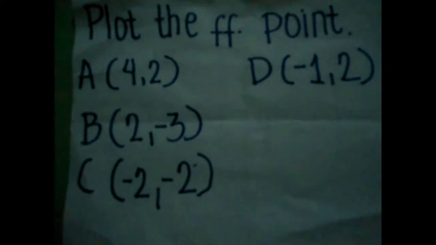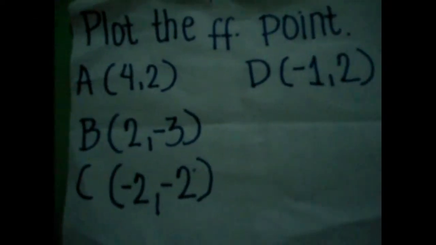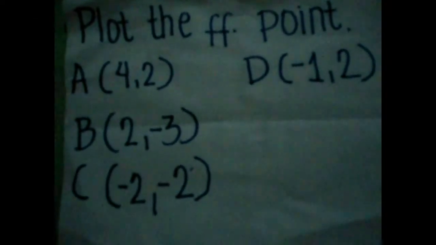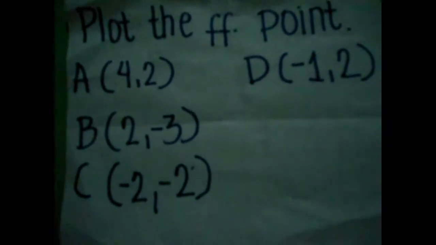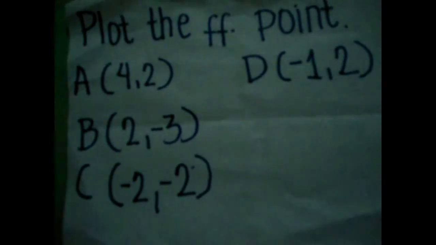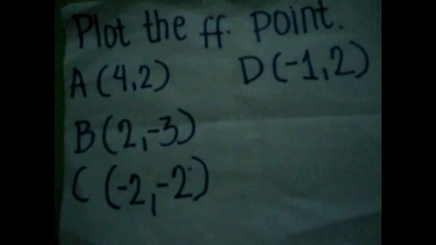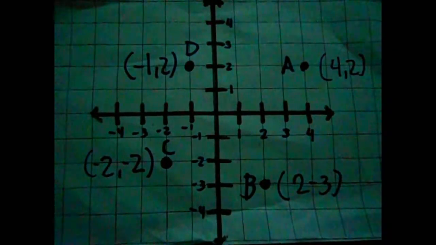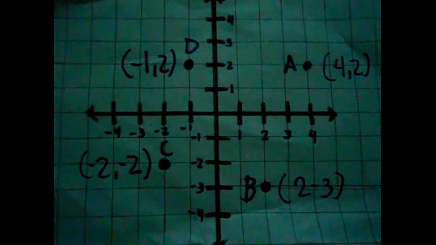These are the points that we're going to plot. Point A is positive 4 and positive 2, point B is positive 2 and negative 3, point C is negative 2 and negative 2, and point D is negative 1 and positive 2. In plotting, the materials needed are only a ruler, ball pen, graphing paper, and also a blank sheet. So let's start to plot.